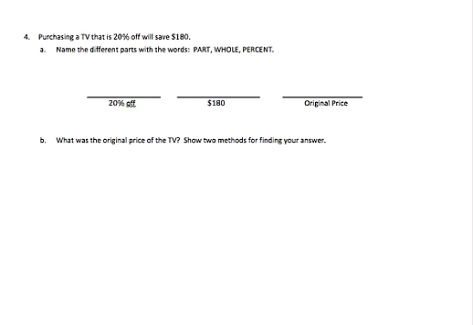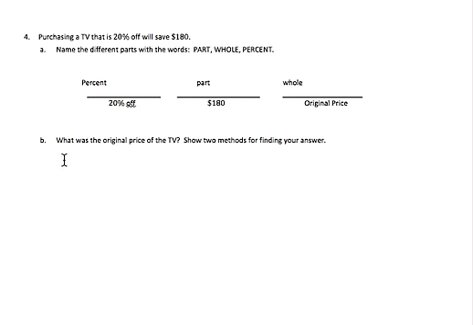Our final exercise 4 says purchasing a TV that is 20% off will save $180. We're going to name the different parts with the words part, whole, and percent. 20% off is the percent. Purchasing a TV that is 20% off will save $180. So $180 must be the part. And the original price, which is what we don't know, is the whole.